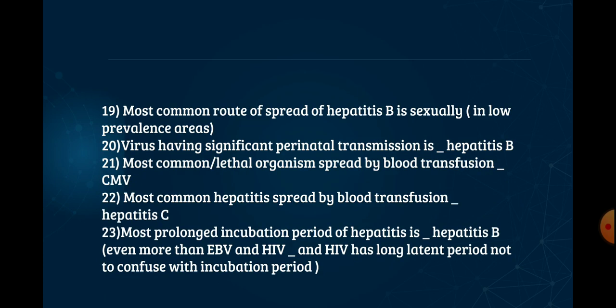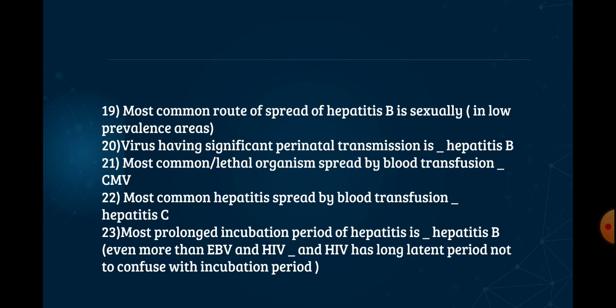Then most common route of spread of hepatitis B is sexually in low prevalence areas. It is specifically asked about low prevalence area, it is sexually. Then virus having significant perinatal transmission is again hepatitis B. It is from the fluids and it is sexually transmitted as well. But hepatitis C MCQ comes with the blood transfusion.